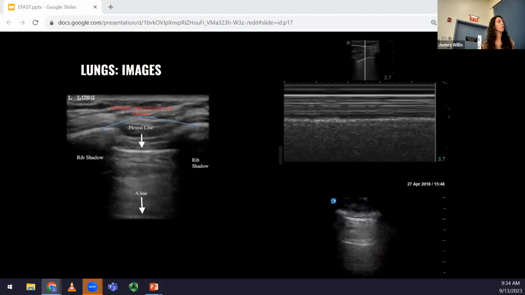So this is the image you're looking for. You see the anatomy, rib shadows. You're looking at that bright white pleural line. You're going to see A lines, which is just that artifact that happens. That's normal. And what you're looking for is what you're seeing on the bottom right. It's typically taught as ants on a log. You're basically just seeing movement across that pleural line.